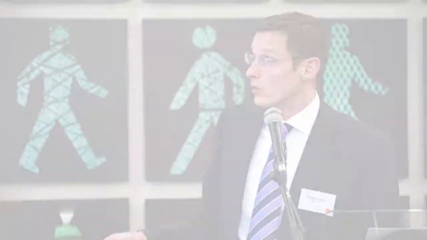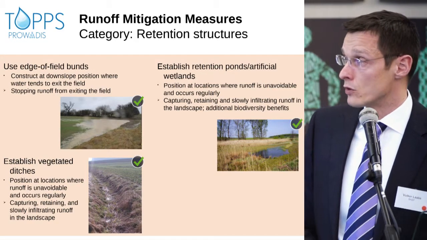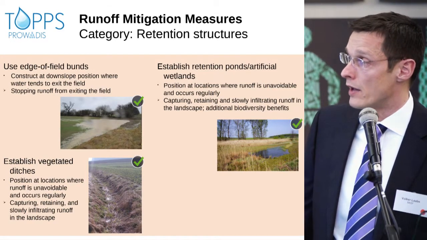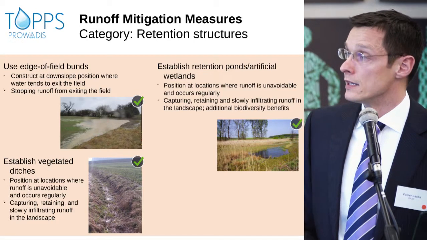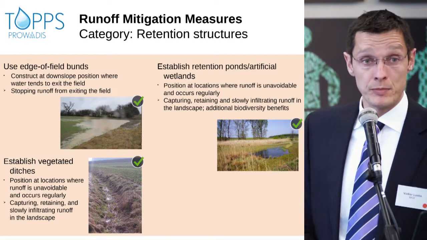Next category, it's about retention structures. So if concentrated runoff is probable, or you cannot even avoid it by infield measures, then the only choice that we have is to collect the concentrated runoff and make it slowly infiltrate. So if you do this close to the source and you have a small extent of runoff water, you could, for example, like here, have a bund at the edge of the field and infiltrate the runoff. Then of course this will impact a little bit this part of the crop, that's clear.